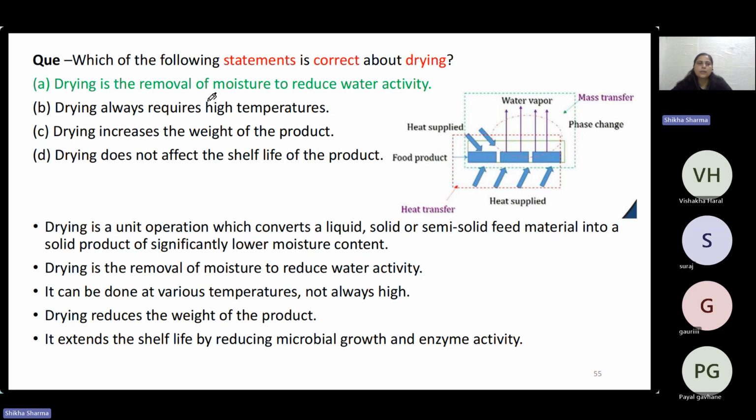So answer A is correct, that drying means removal of the moisture to reduce the water activity. It is basically a unit operation where liquid, solid or semi-solid feed is converted into a solid product, and its water activity will be low and moisture content will also be very low. Drying is the removal of moisture to reduce water activity, which is the correct statement A. It can be done at various temperatures, not always at high. So this is incorrect.